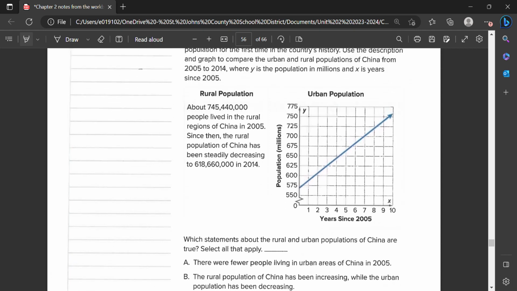Alright, so there were fewer people living in the urban area of China in 2005. So, urban area, since 2005, that would be 570 million people, whereas here, about 745 million people were living in the rural area. So there were fewer people living in urban areas. I would say that is true: there were fewer people living in urban areas of China in 2005.